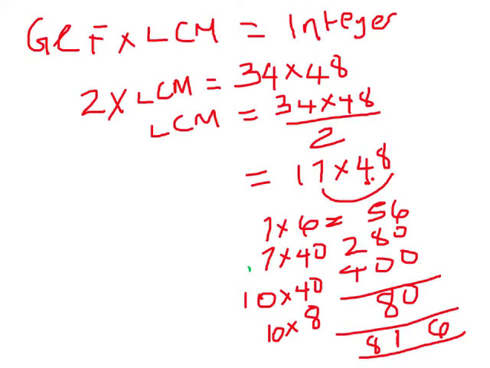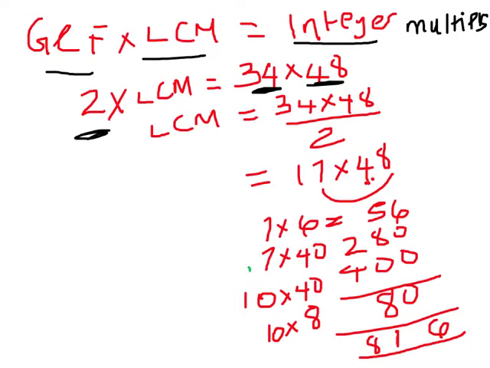So we know that GCF times LCM equals the product of those integers. Those integers that we have are 34 and 48. We know what the GCF is, it's 2. We don't know the LCM, so we want to find that LCM.